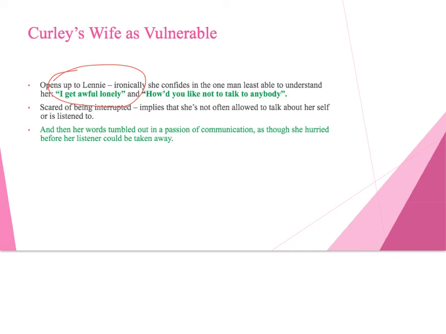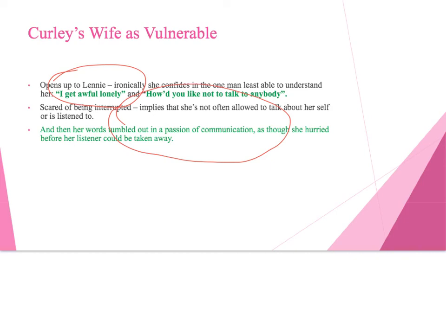I love this phrase here where Steinbeck says, "and then her words tumbled out in a passion of communication, as though she hurried before her listener could be taken away." And if you think of that, her words tumbled out in a passion of communication. Just look at that verb choice, that they tumbled out, that she's never had a chance to speak freely, and now when she does, she speaks in a passion of communication. That lovely metaphor there. And what we have is the sense that she's scared of being interrupted, that she doesn't get to talk about herself, she doesn't get an opportunity to connect with anyone who'll listen, and when she does, she grabs it with both hands.